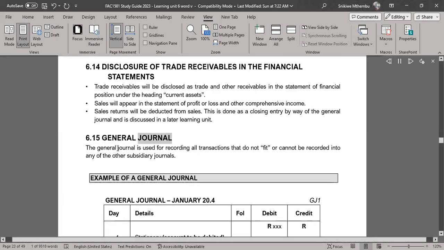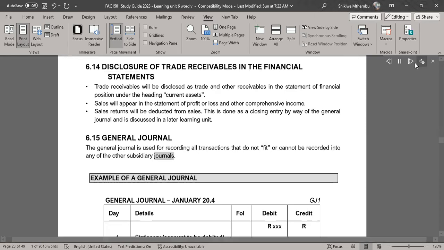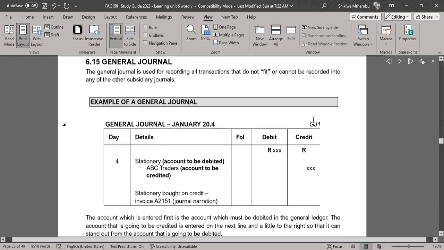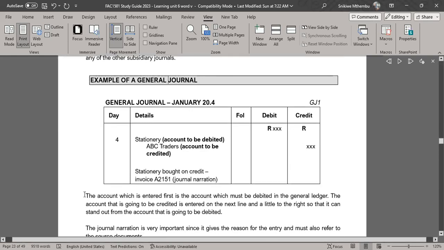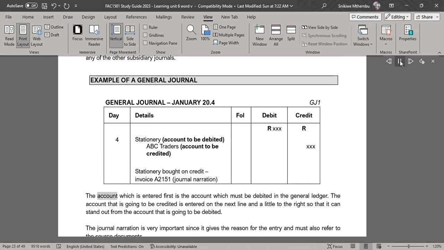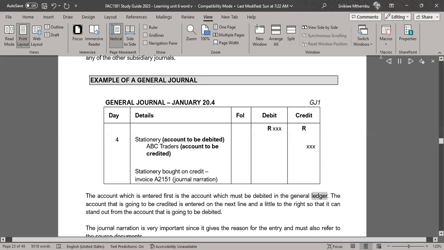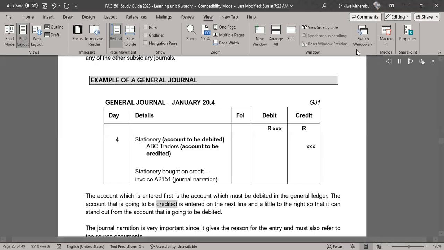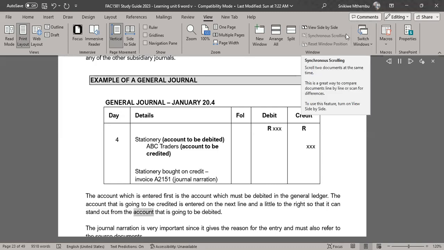6.15 General Journal. The general journal is used for recording all transactions that do not fit or cannot be recorded into any of the other subsidiary journals. Example of a general journal. The account which is entered first is the account which must be debited in the general ledger. The account that is going to be credited is entered on the next line and a little to the right so that it can stand out from the account that is going to be debited.